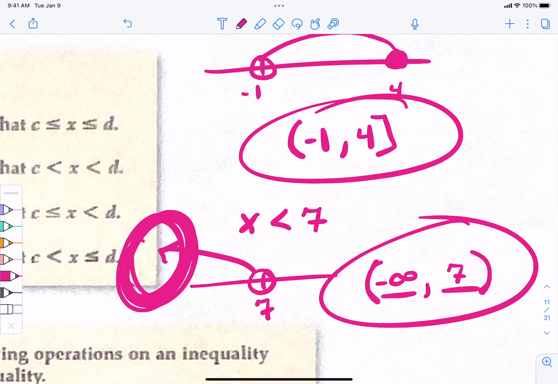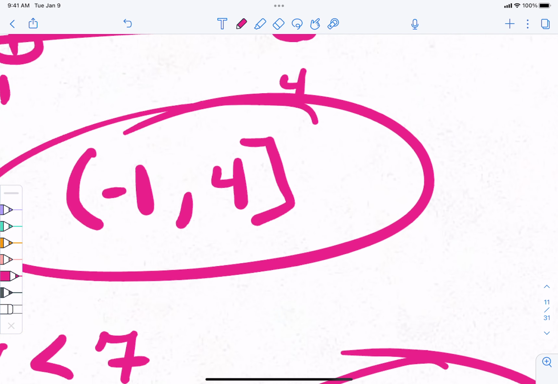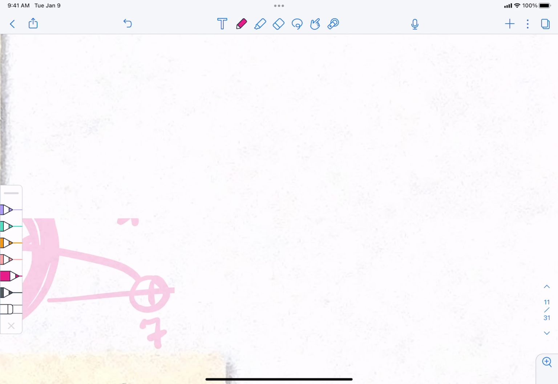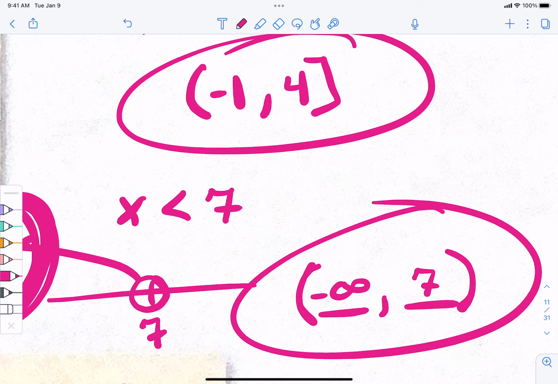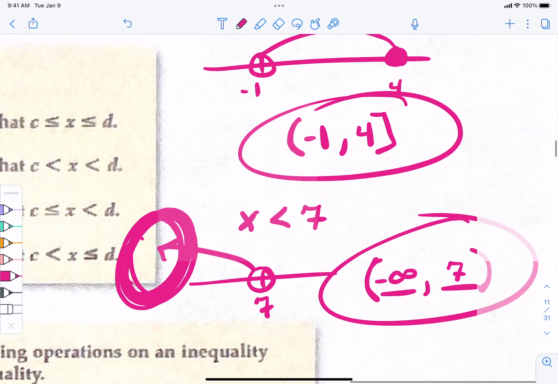Do not confuse them with an ordered pair. This is not the ordered pair -1, 4. That is interval notation, saying x lives in between those two, right?